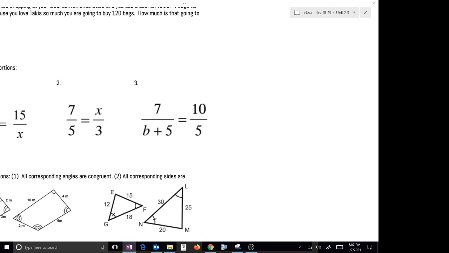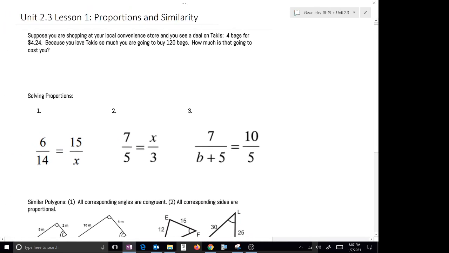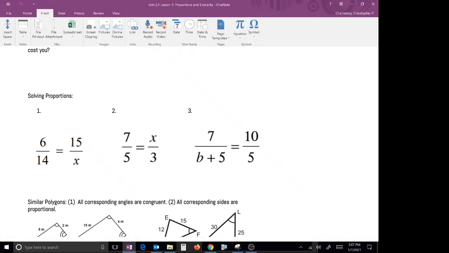Suppose you are shopping at your local convenience store and you see a deal on Takis, 4 bags for $4.24. And because you love Takis so much, you're gonna be buying 120 bags. So how much is that gonna cost you? Well, there are 3 approaches you could go through to solve.